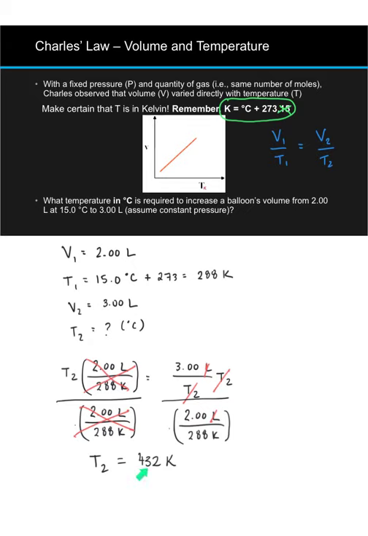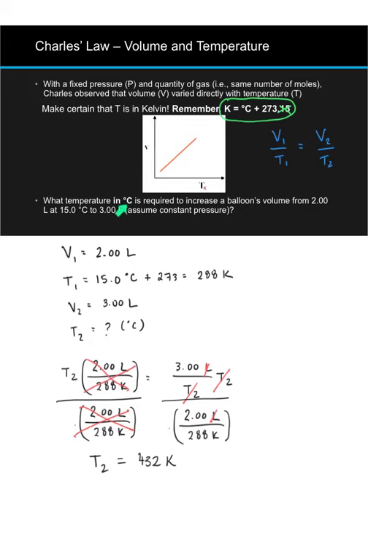Here, the temperature has increased from our initial value, and our volume has increased from 2 to 3 liters. According to Charles' law, we should anticipate an increase in temperature with an increase in volume. As volume went up, temperature went up. But we have one final step to do here.